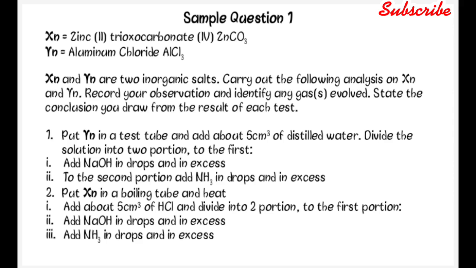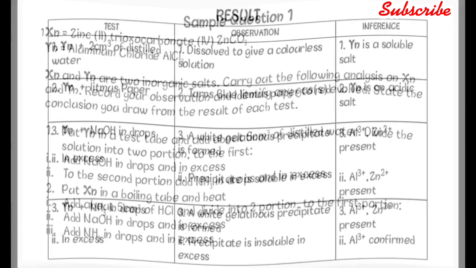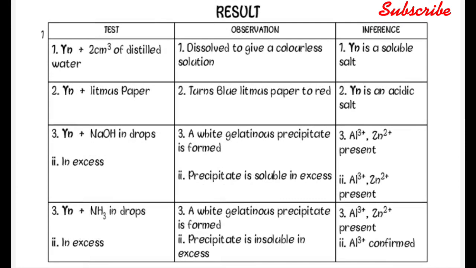1. Put Yn in a test tube and add about 5 cm³ of distilled water. Divide the solution into two portions. To the first, add sodium hydroxide in drops and in excess. To the second portion, add ammonia in drops and in excess. Then number 2, which is Xn, your zinc 2-triazocarbonate 4, put Xn in a boiling tube and heat. Add about 5 cm³ of hydrogen chloride and divide into two portions. To the first portion, add sodium hydroxide in drops and in excess, and to the second portion, add ammonia in drops and in excess. So here are the procedures for the practical.